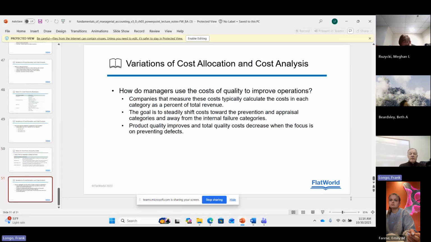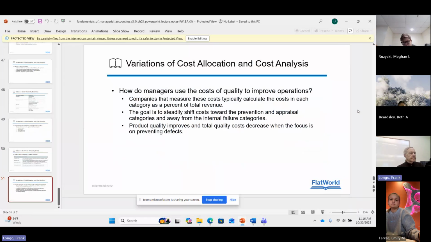What we'd like to do is shift the cost towards prevention and appraisal and away from internal failure. In other words, if it's likely to be cheaper to prevent a cost, we'll spend more money on that. And product quality is important because the greater the quality, usually there'll be a decrease in cost and maybe our product is more valuable. Questions?